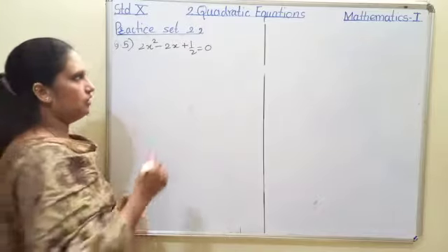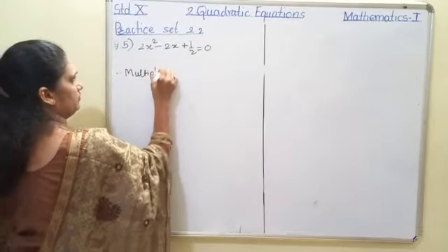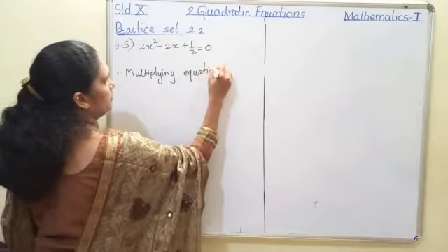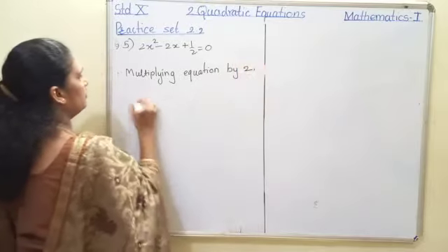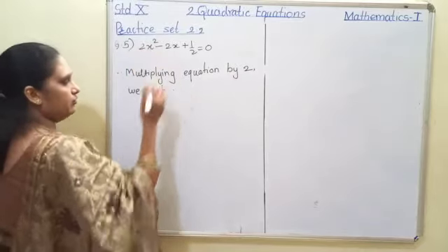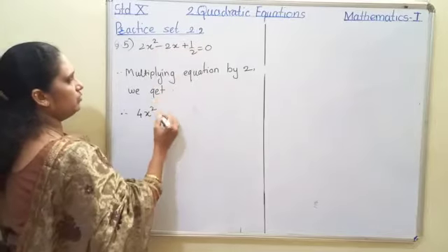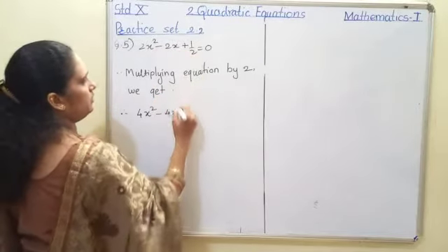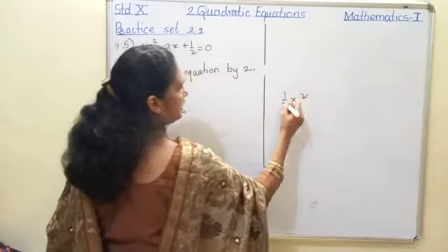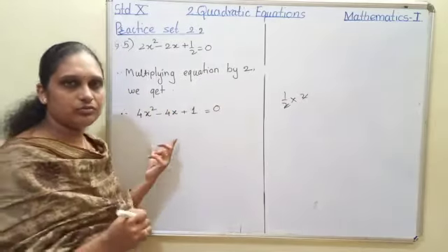So we'll write, multiplying the equation by 2, we get 2 into 2 will be 4, therefore it is 4x square minus 2 into 2 will be minus 4x plus half into 2, the 2s get cancelled, 1 will remain, so 1 equal to 0. Now this is the standard form of the quadratic equation. Now we can find the factors.